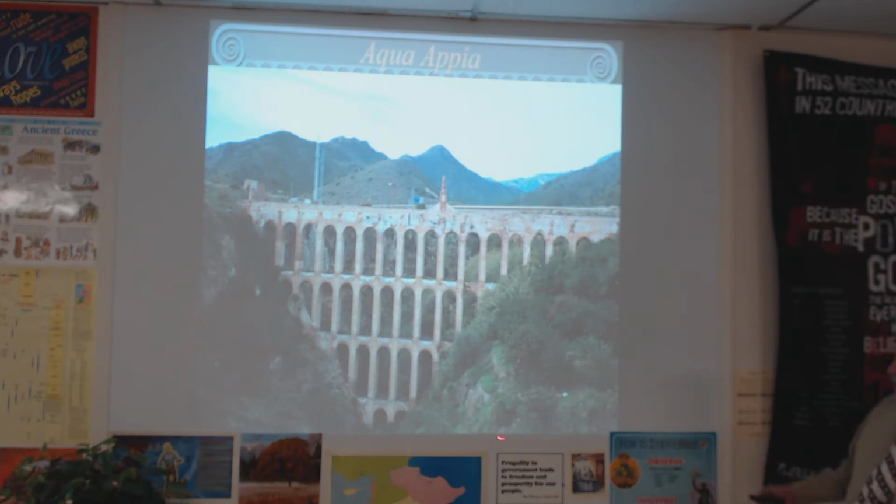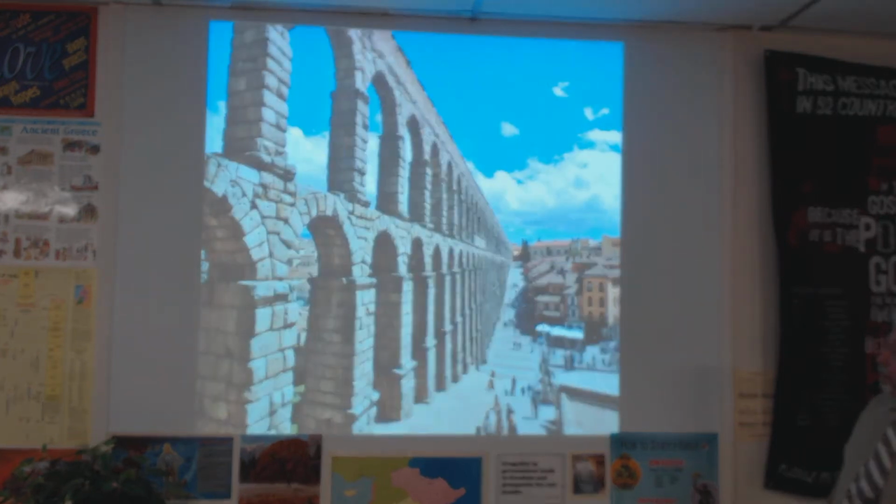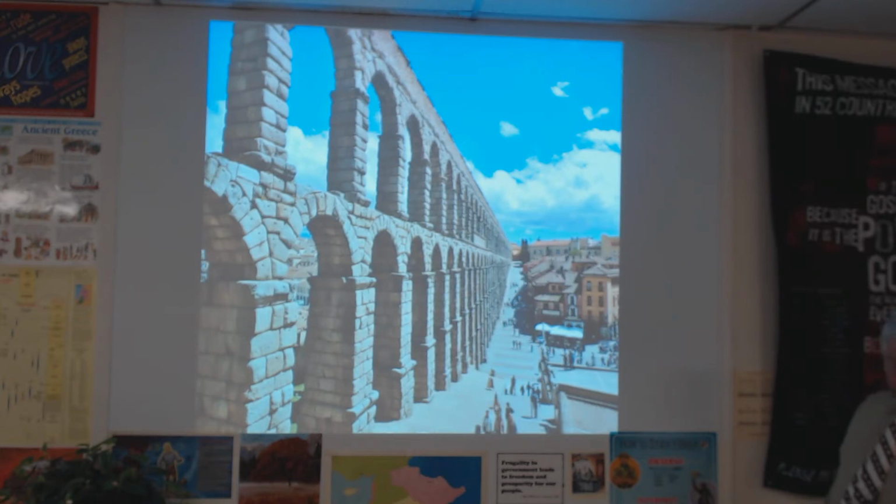So when you get to a valley like this, you can't go down and up because water doesn't flow uphill. So in order to keep the same incline, they had to build all these structures to hold up the pipeline. Here's another aqueduct that was built by the Romans. Here's one that's in a modern town, still there. Many of them have survived.